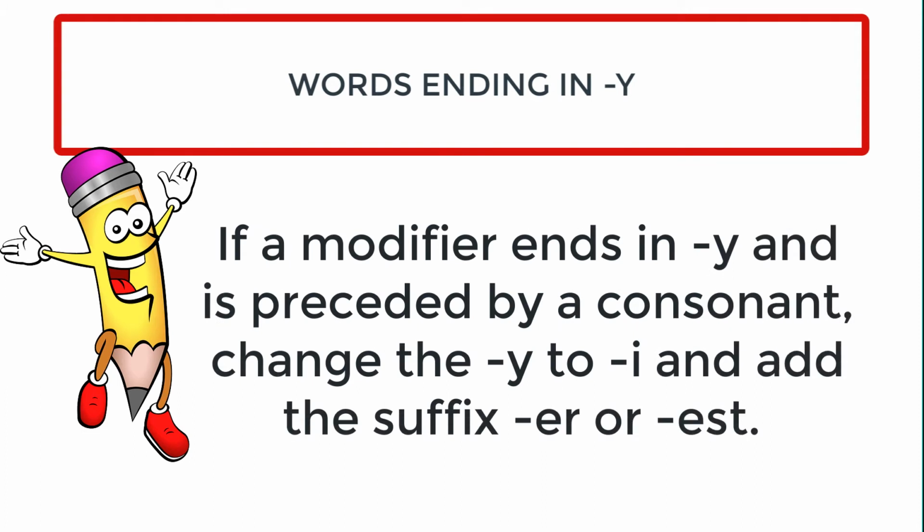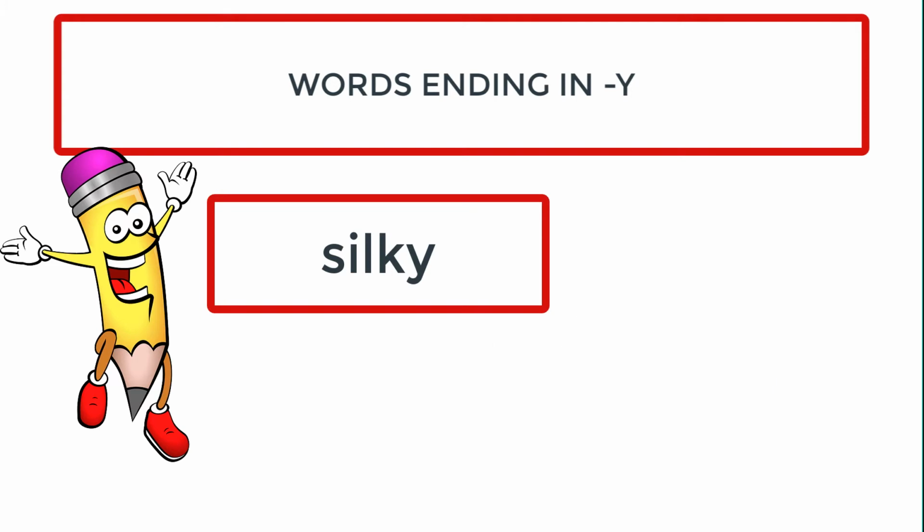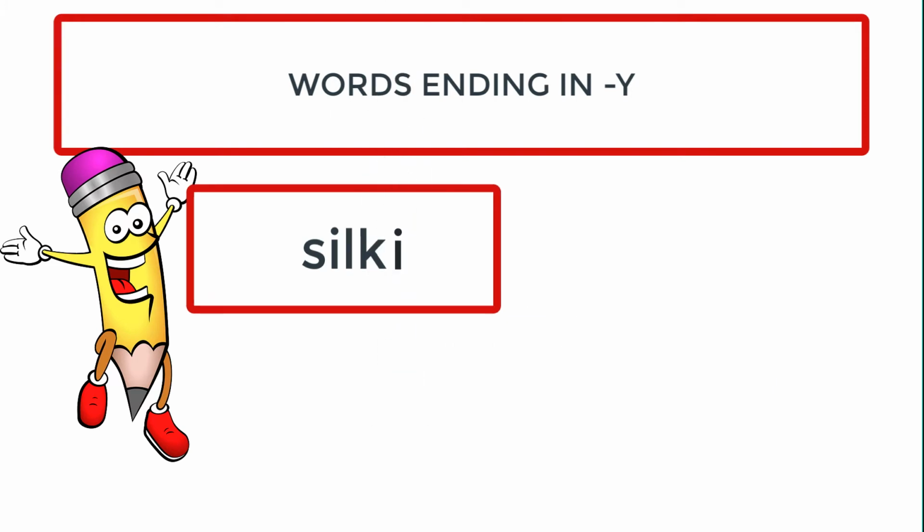If the modifier ends in y and it is preceded by a consonant, you will change the y to an I, or you will drop the y and add an I, and then add the suffix er or est. Like in this example, silky, we drop the y and add an I in its place, and now we can add the suffix er to make the comparative, silkier, or est to make the superlative, silkiest. Or like in this example, glossy, we change the y to an I, and now we can add the er to make the comparative, or the est to make the superlative.